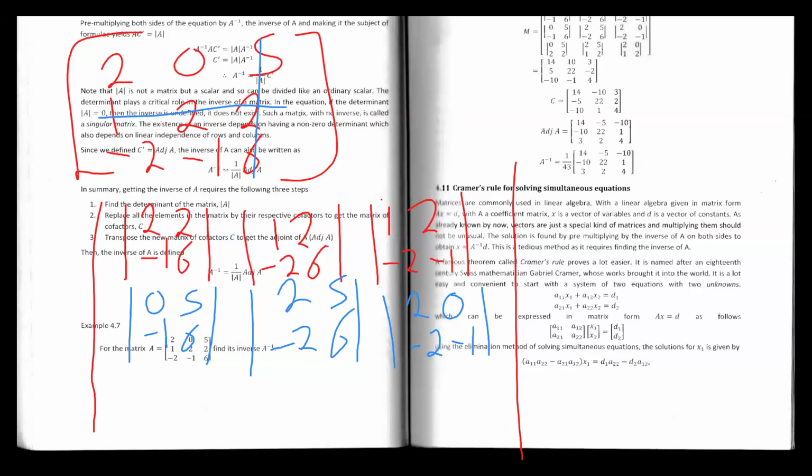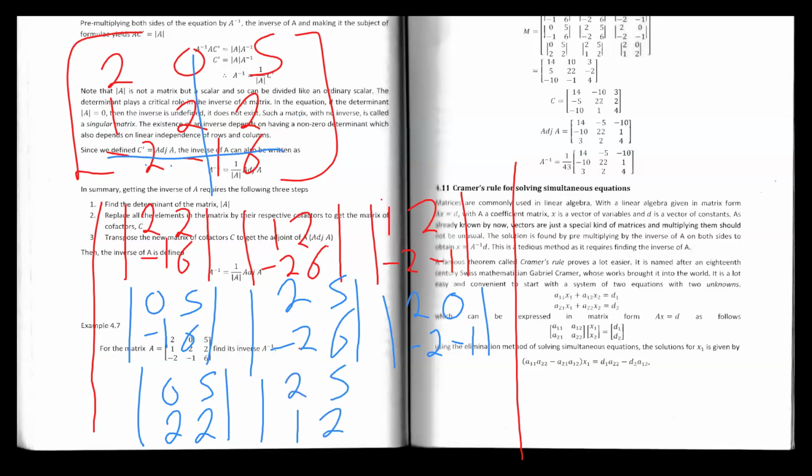Okay. So now let's go to the last row. Here where there is the 2, we delete the column and the row. You remain with what? 0, 5, 2, 2, right? Yep. Again, delete the column, delete the row. You have 2, 5, 1, 2.